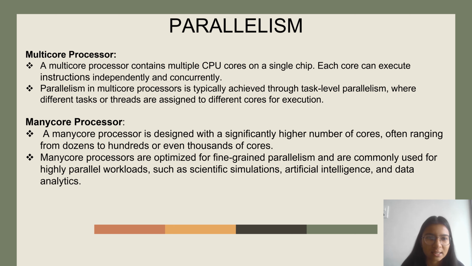Parallelism. What is parallelism? Parallelism is about both of these microprocessors. In a multi-core microprocessor, there are multiple CPU cores on a single chip. Each core can execute instructions independently and concurrently. Parallelism in a multi-core microprocessor is typically achieved through task-level parallelism, where different tasks or threads are assigned to different cores for execution.